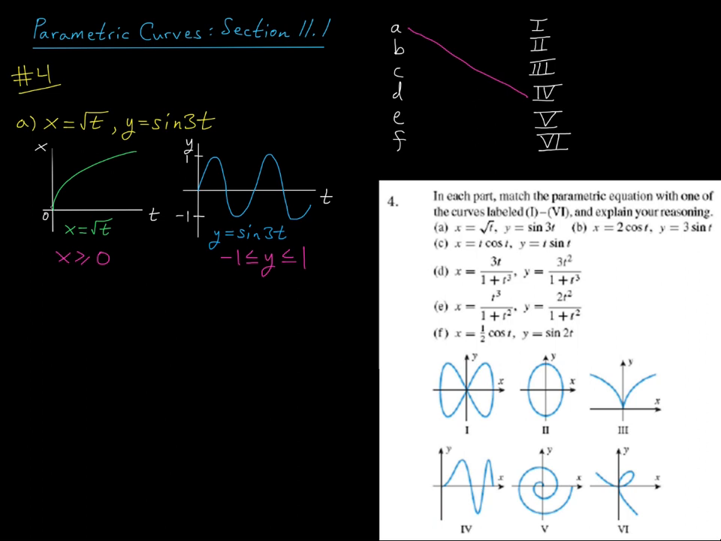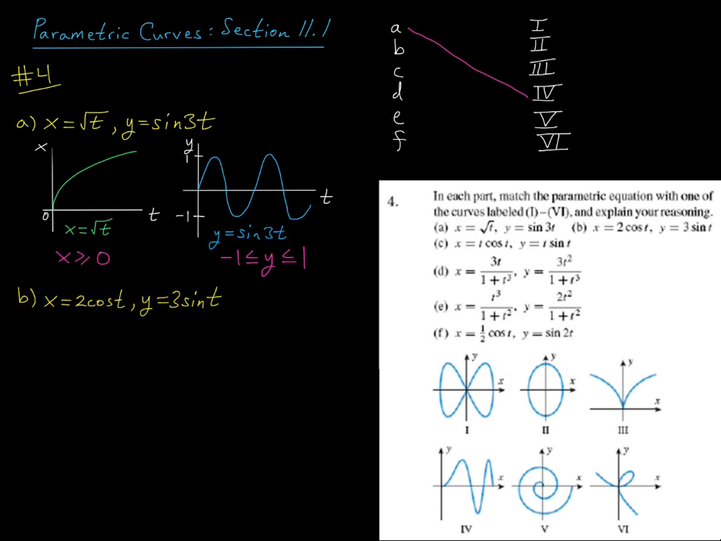Notice also that as t increases, x increases, so that implies that we're moving to the right. And the rate at which we're moving to the right is decreasing because the slope on the square root curve is decreasing. And that's reflected in this graph in 4 by the fact that this coil is tightening up as we move to the right. All right, so A corresponds to curve 4.